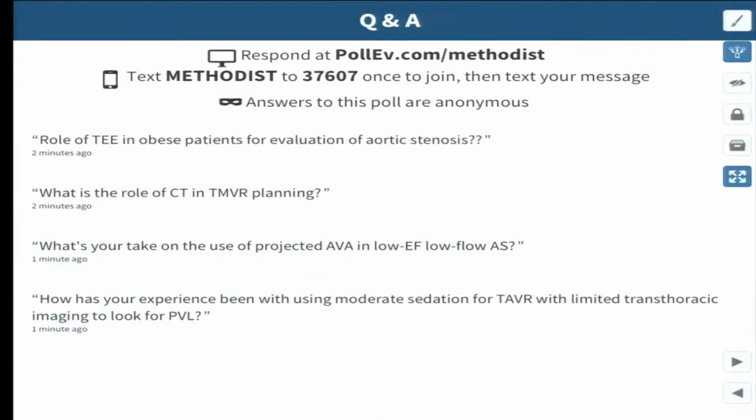Number 2 is easy. What's the role of CT and TMVR planning? The role is huge. It's basically the patient selection is based on echo, but all of the sizing of the device, the discussions around the aortic mitral angle, the predictions of the projections of the LVOT obstruction, if any, that's currently all CT based. So CT has a huge role in TMVR planning.